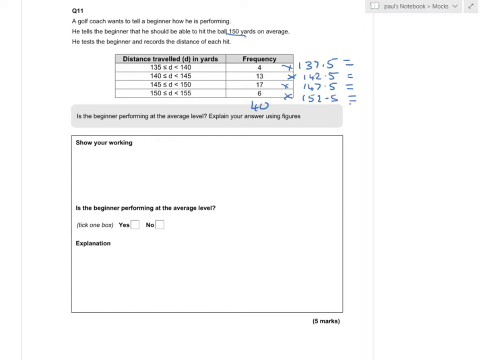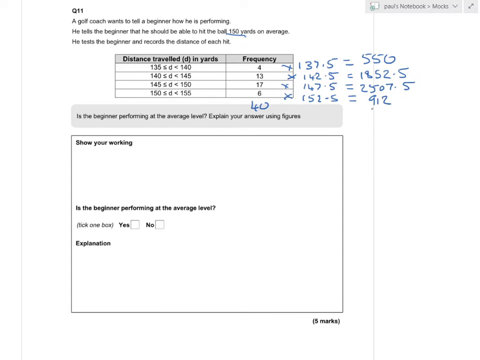So 4 times 137.5 is 550, and 13 times 142.5 is 1852.5, and the next one is 17 times 147.5 is 2507.5, and the last one is 6 times 152.5, which is 915.